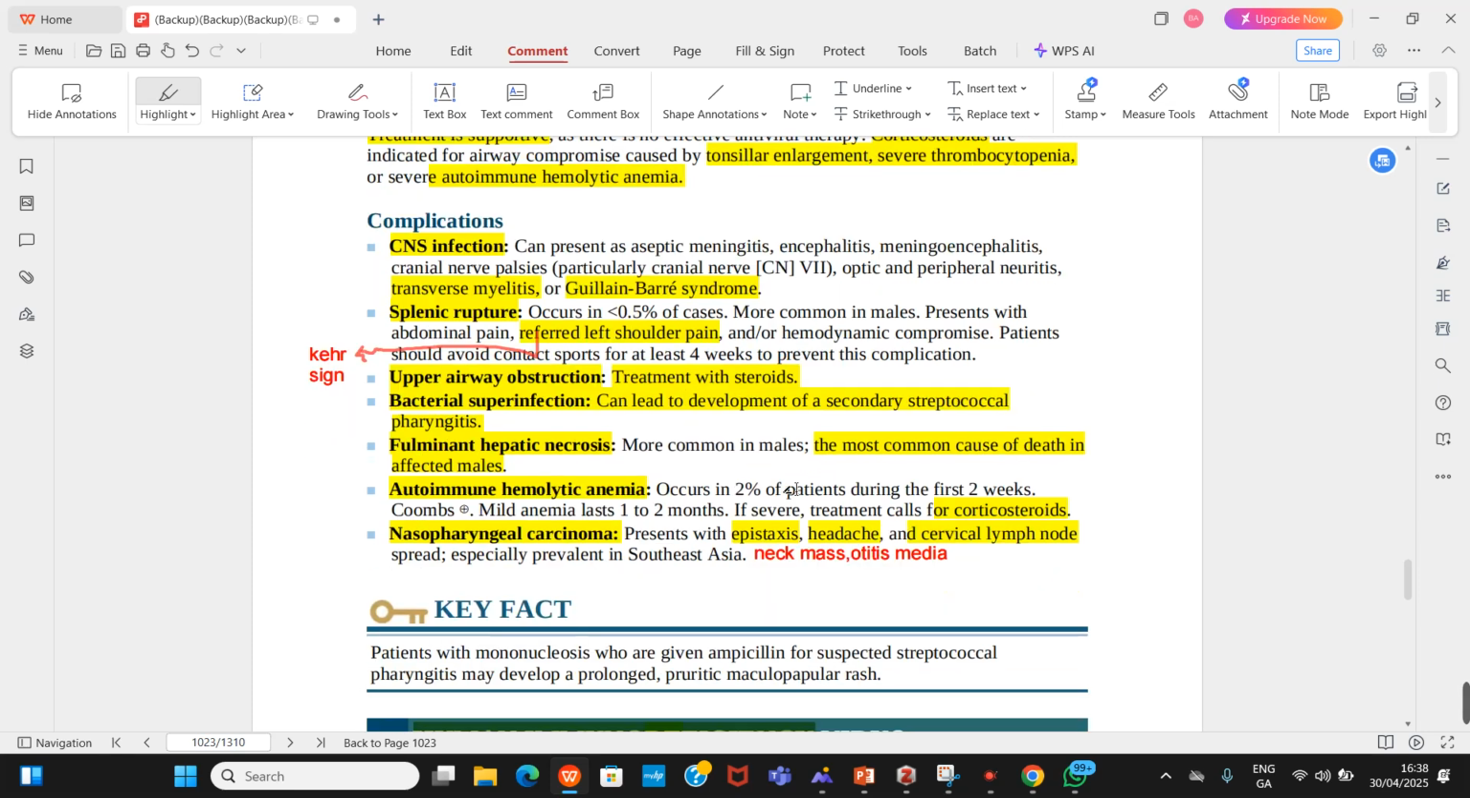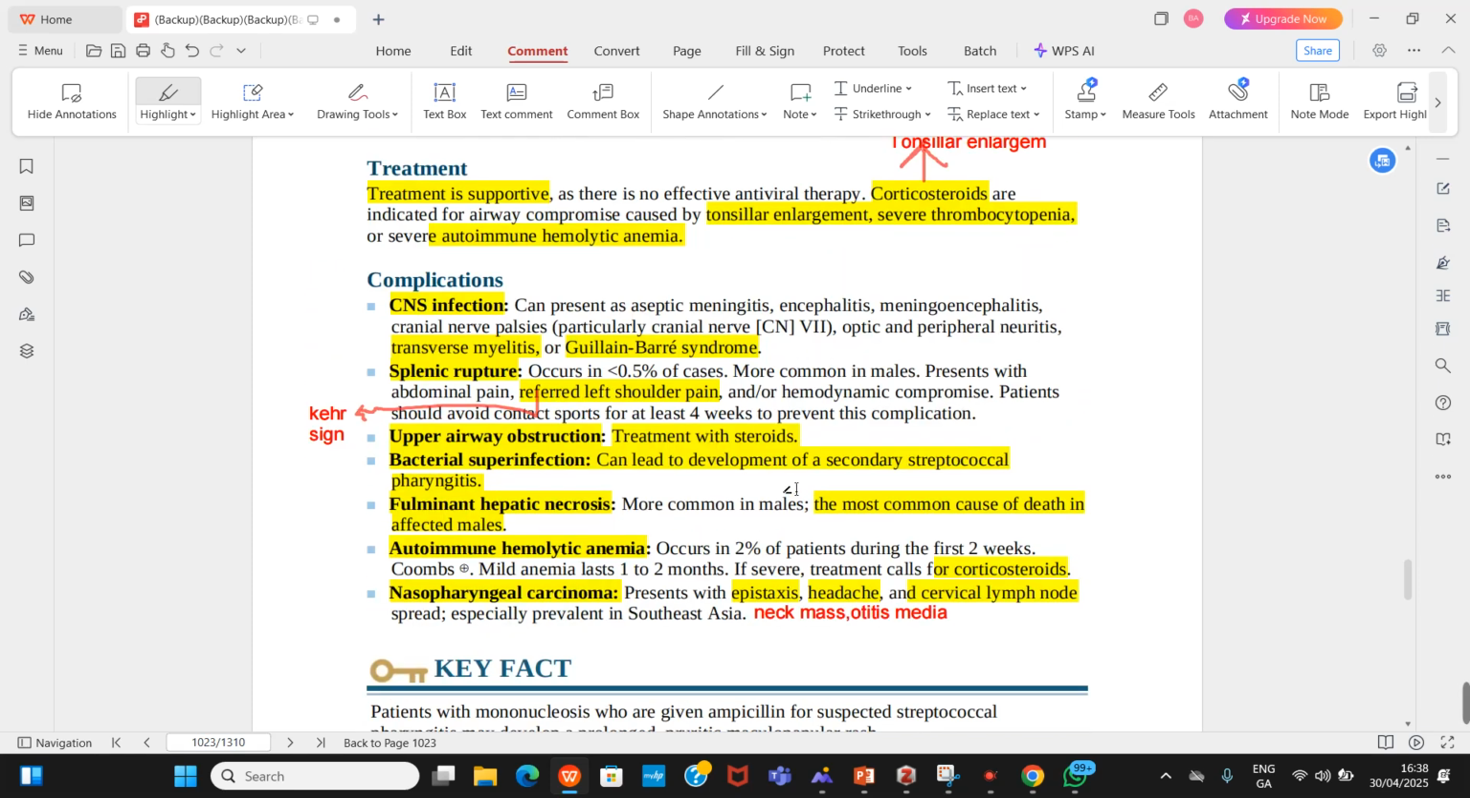So what are the complications of infectious mononucleosis? In the CNS, they can have aseptic meningitis, encephalitis, Guillain-Barré, transverse myelitis, and the like. EBV can cause all these things: transverse myelitis of the spinal cord, meningitis, encephalitis, optic neuritis. It can cause splenic rupture. Because of the splenomegaly, we usually tell boys or children to avoid contact sports for at least 4 weeks so that it doesn't rupture.